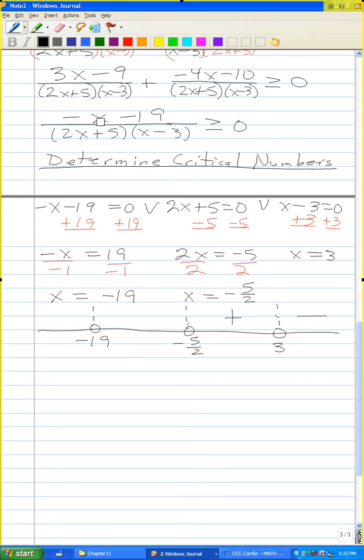The root at negative 5 over 2 also has multiplicity 1. It's a simple root. So since it has odd multiplicity, again it will change sign. The root at negative 19, again, is a simple root. It has multiplicity 1, odd multiplicity. So again, it will change sign, plus. Now, we're supposed to fill in where this is greater than 0. So I'll fill in what's below the plus sign.